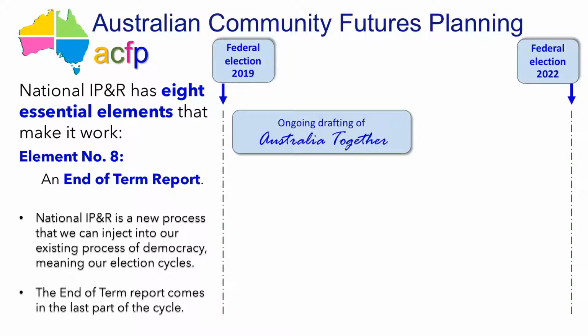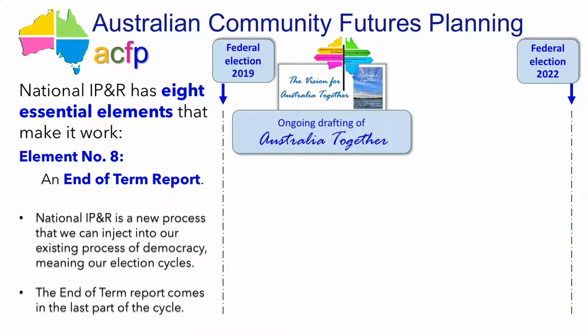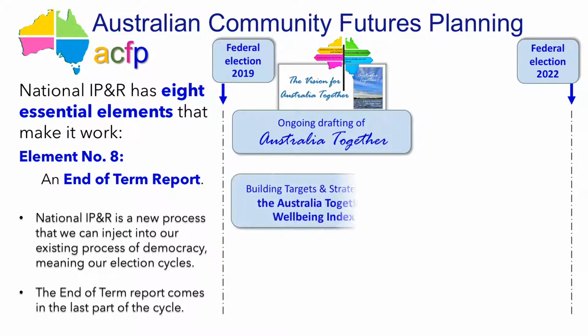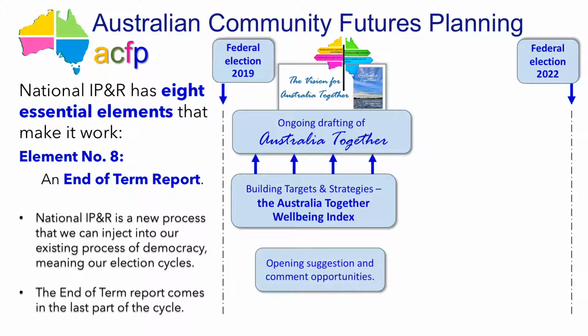We got as far as assembling a draft vision and directions based on the demonstrated views of Australians about what they want for their future. We also started importing large amounts of baseline data into the plan and assembling targets and strategies in relation to those data points. And we also opened up comment periods on the vision and directions to create a reliable foundation for ongoing planning.